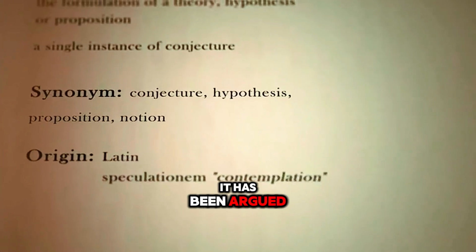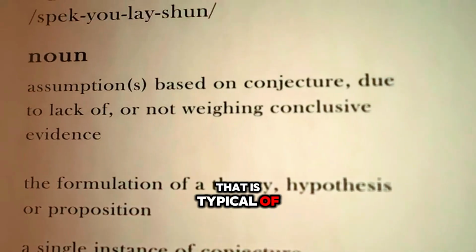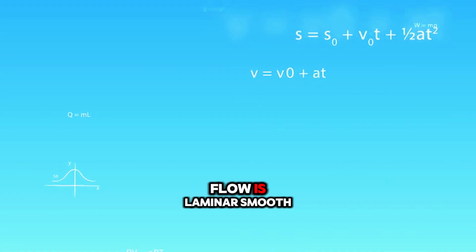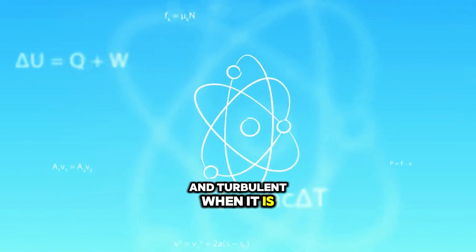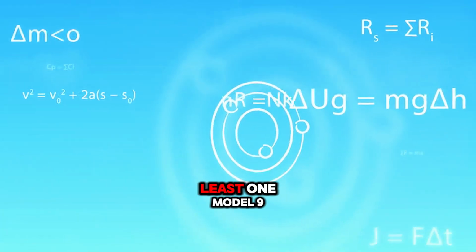It has been argued that this effect is negligible for flow with a Reynolds number that is typical of insect flight. The Reynolds number is a measure of turbulence. Flow is laminar, smooth, when the Reynolds number is low, and turbulent when it is high. The Wagner effect was ignored, consciously, in at least one model.